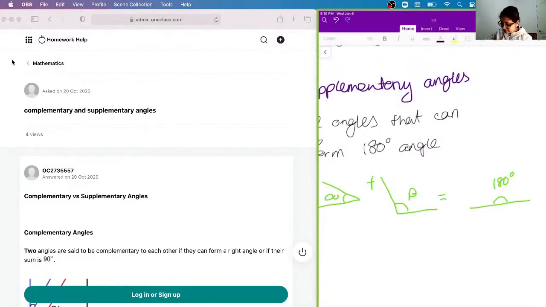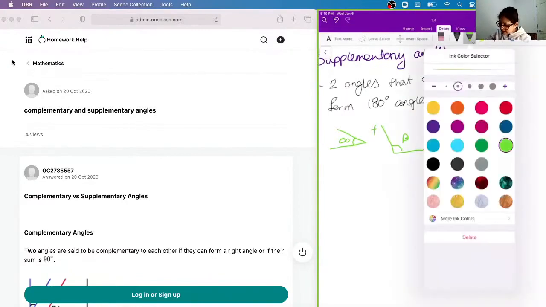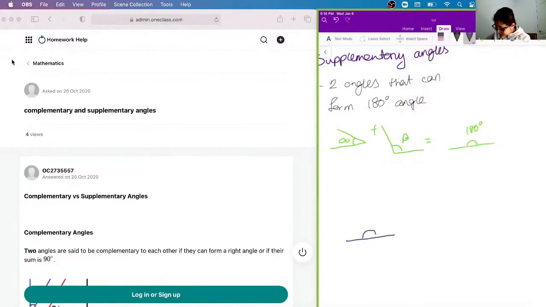For example, let's say you already have a 180-degree angle and you add another angle to it to make it 180. You can't really do that, since a zero angle doesn't count. So this is not supplementary.